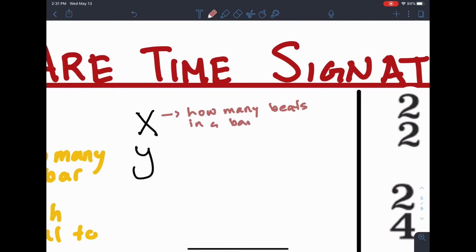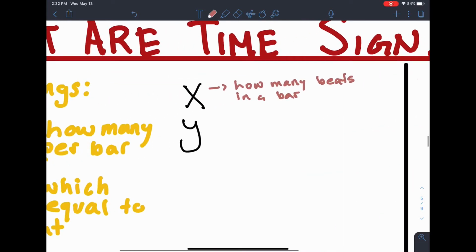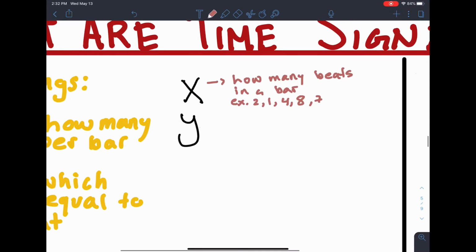Okay, so in this case, in 2/2, that means there are 2 beats per bar because the top number is 2. So for example, it can be 2, 1, 4, 8, 7, really any number you can think of. Any number you can think of can be on the top. On the bottom number here, this number means what note is equal to 1 beat.